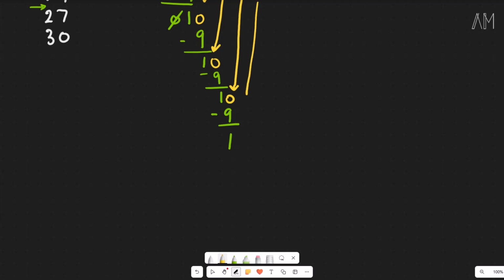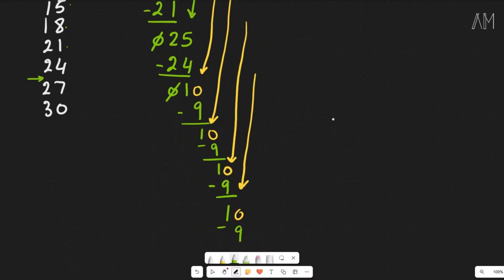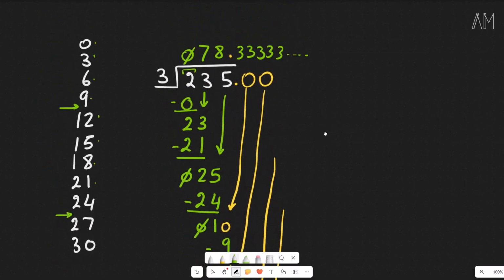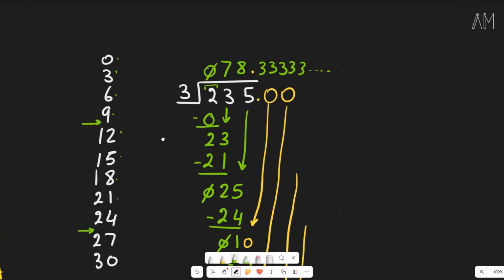Okay, it looks like there's a pattern. There is repetition. Always we'll have 10, we will subtract 9, and the answer will always continue to have 3, 3, 3, 3. So we're stuck in the loop. What do we do in this case? As soon as you see there is a repetition, you stop. And you will say, okay, that's the answer.